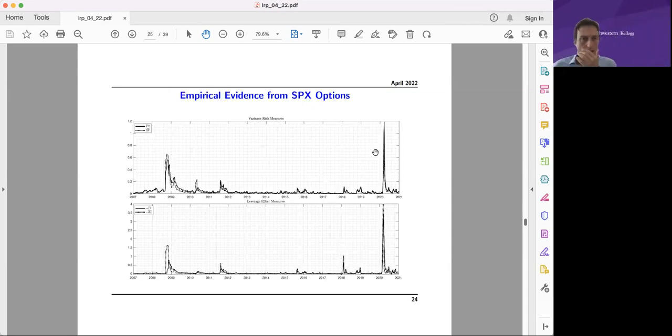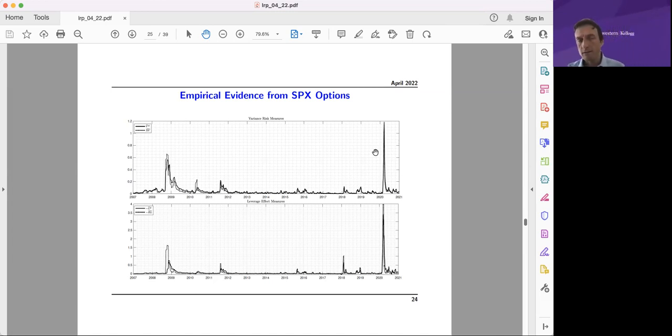Okay, so here's what you get when you do that. I have two plots. One is for the volatilities, and the other one is for the leverage. Let me just briefly discuss the one for the volatilities. You've probably seen a plot like this. The solid line on that figure is the risk neutral variance, and the dashed line is the realized variance risk.